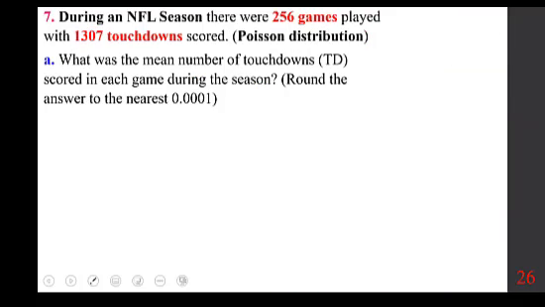During an NFL season, there are 256 games played with 1,307 touchdowns scored. Poisson distribution? Poisson distribution. What was the mean number of touchdowns, TD, scored in each game during the season? Round the answer to the nearest 0.0001.